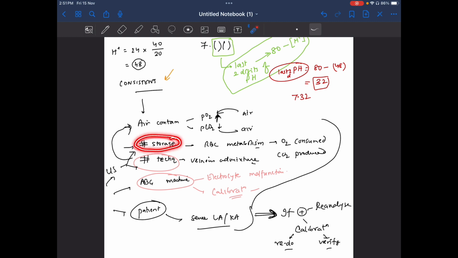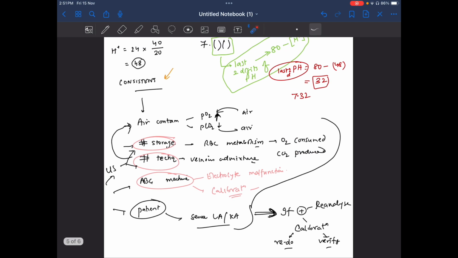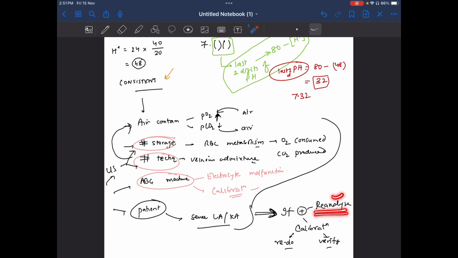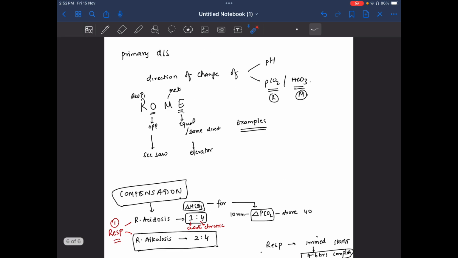And storage: if we do improper storage, RBC metabolism will occur. O2 is consumed, CO2 is produced. So there is falsely decreased PO2 and high PCO2. Okay, so these are roughly the causes. If it is not showing to be consistent, we have to reanalyze the sample, or redo the calibration, or verify the calibration parameters of the ABG machine ourselves. All right.